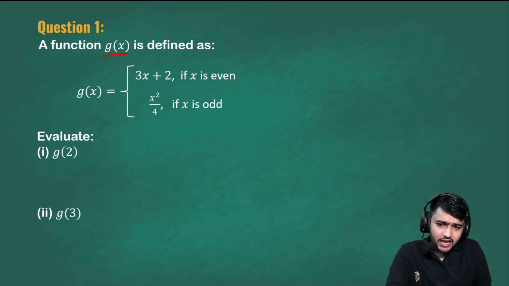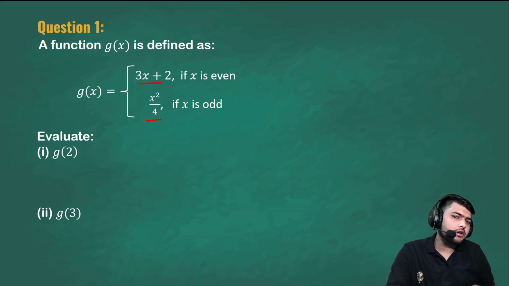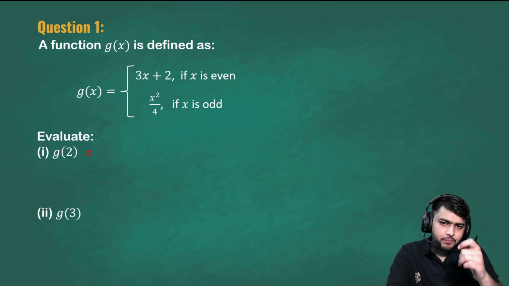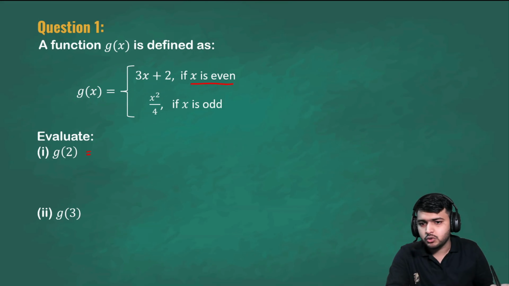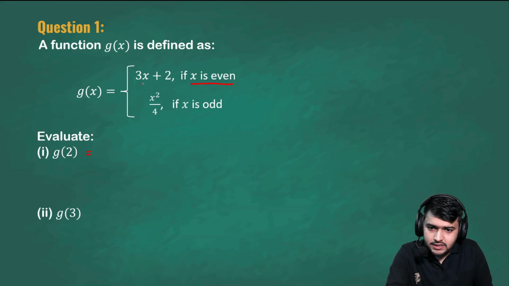There is a function g(x) and it gives out this output if x is even. It gives out this output if x is odd. We are asked to find g of 2. So the input here is 2. If the input is even, the output becomes 3x plus 2 and the value of x is 2. We simply have to replace x with 2 here. So we'll get 6 plus 2, 8 as our answer.